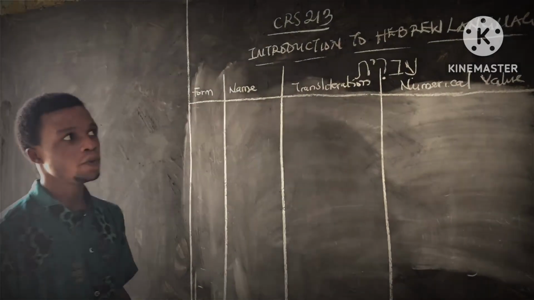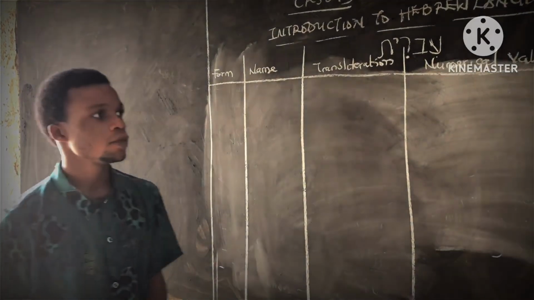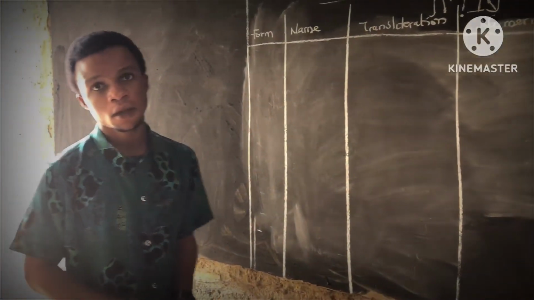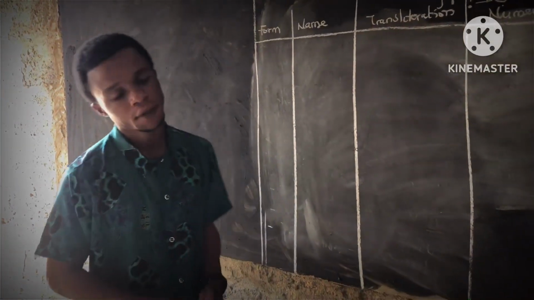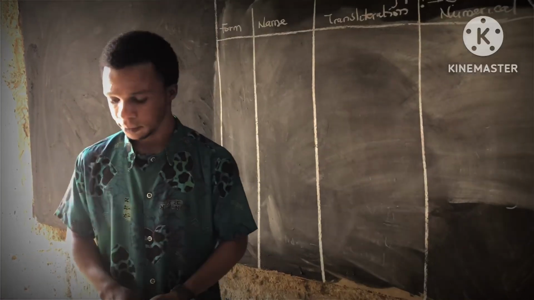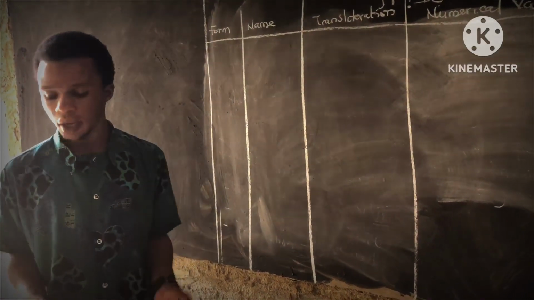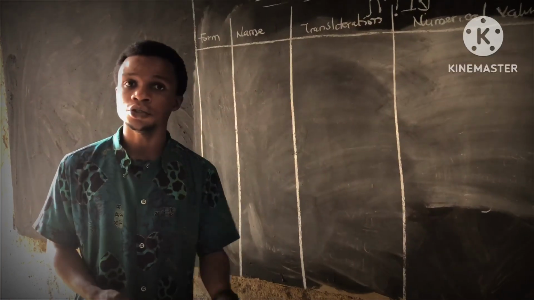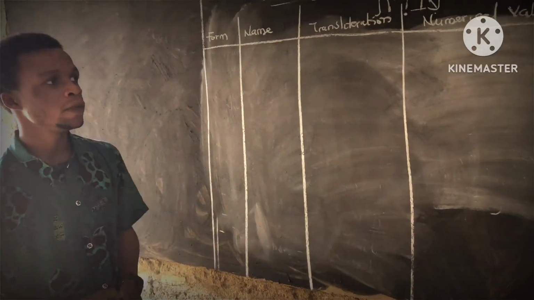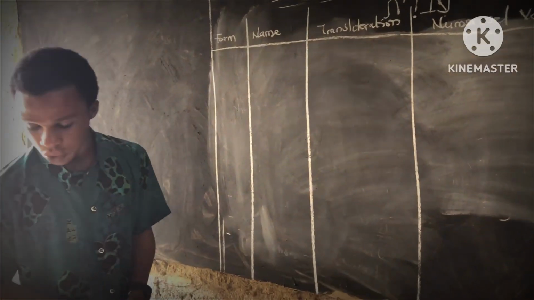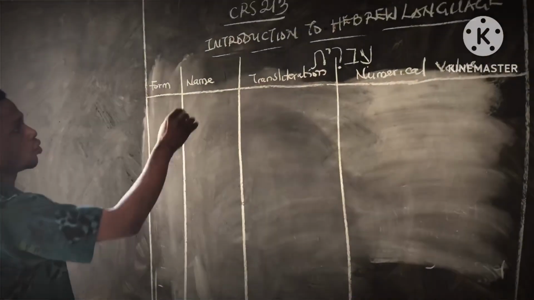The Hebrew alphabet. So far we've been able to see 10 of these letters, starting from Aleph, Bet, Gimel, Dalet, Hey, Vav, Zayin, Het, Tet, and Yod. So we'll be moving on to the next letter. The next letter is what we call Kaf.